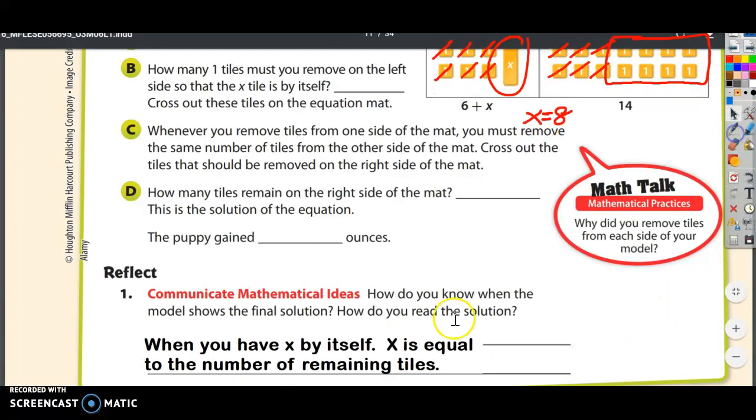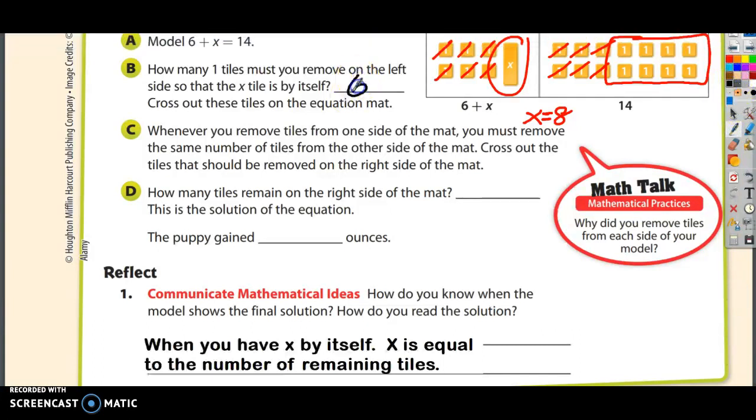Okay, that's a decent answer there. I'm going to reread the question and the answer. It says, how do you know when the model shows the final solution, and how do you read the solution? When you have x by itself, x is equal to the number of remaining tiles. We have a picture at the top that shows this too. I'm going to make sure I've got all my answers in here. This is 6, that's how many removed. This is 8, that's how many were left. If you're wondering what the difference is, the answer to this question is here: how many did we cross off? We crossed off 6, and 8 is how many are left, and that's actually the answer.